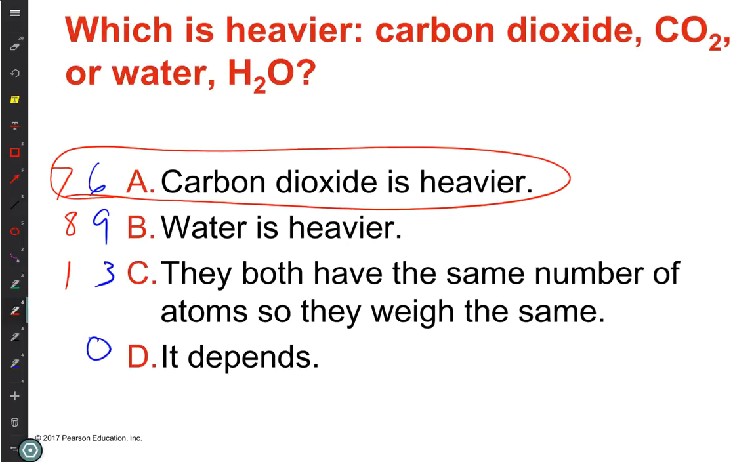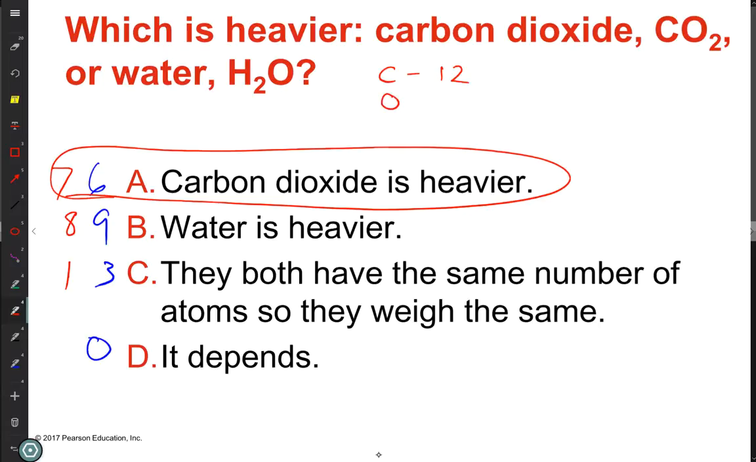I looked back at the table and I saw that carbon has a mass of 12 and 2 oxygens, they're about 16. And then I looked at H2O and H is only 1, there's 2 of them. And then, like you said, O is 16. So just doing the math, I said that would be heavier because it has a heavier mass. Okay, so she did it the right way. Yes, you did have the right answer.